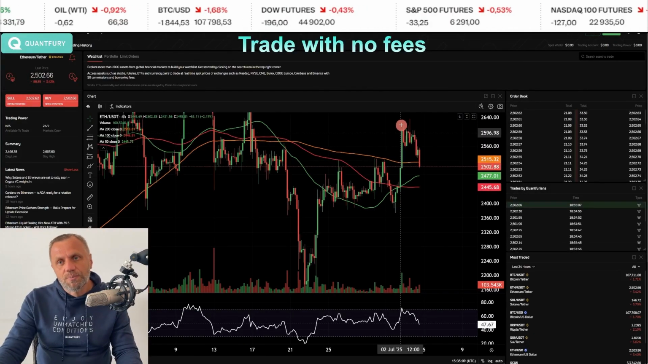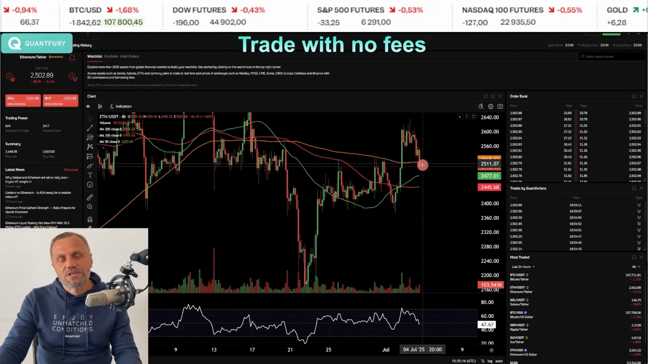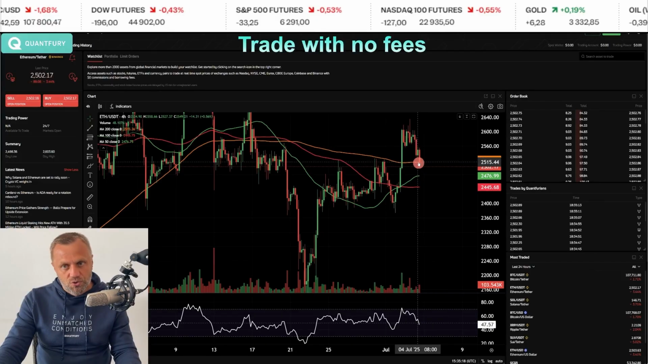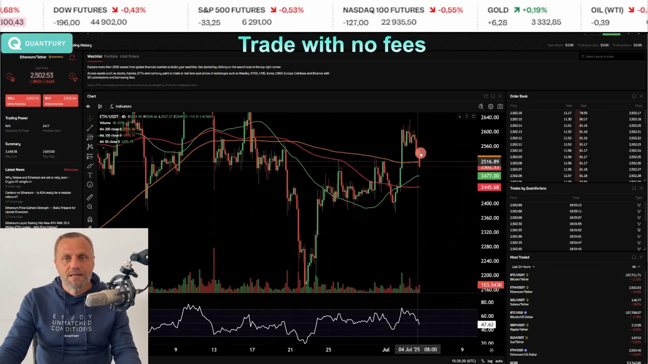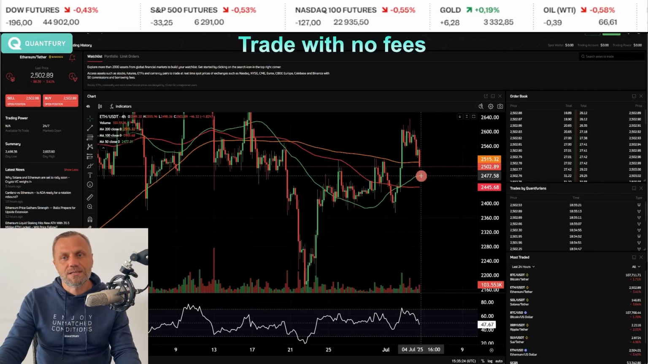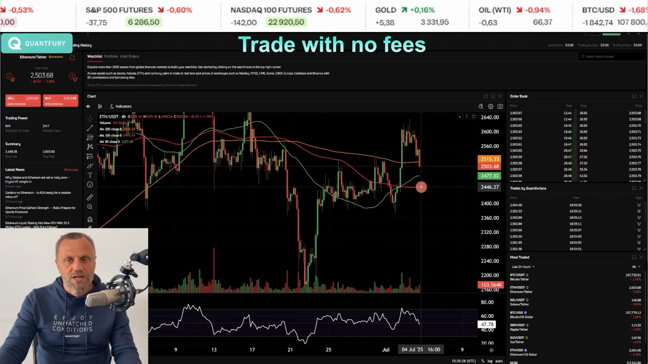We see that we broke above all the moving averages, stayed above them for a long time, and now we're seeing a retest from above. If we break through the 200 period orange moving average, then we have every chance to go down to 2,476 at the 50 period and to 2,445 at the 100 period moving average.